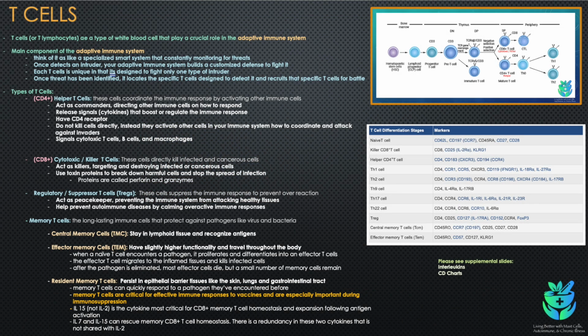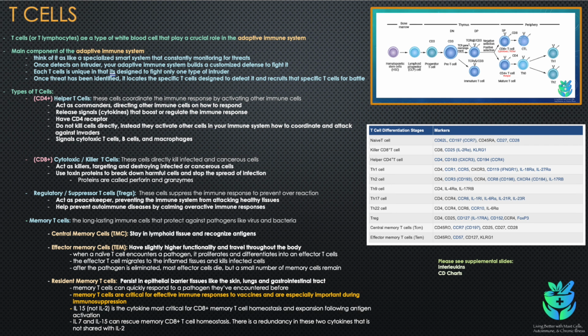Okay, that's a great entry for T cells. So let's take a slightly closer look at it. T cells, or T lymphocytes, are a type of white blood cell that plays a crucial role in the adaptive immune system. It is also the main component of the adaptive immune system. Think of it as a specialized smart system that's constantly monitoring for threats. Once it detects an intruder, your adaptive immune system builds a customized defense to fight it.